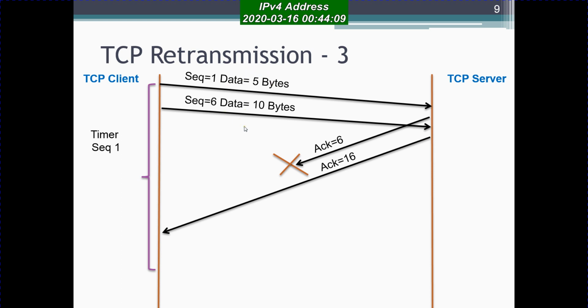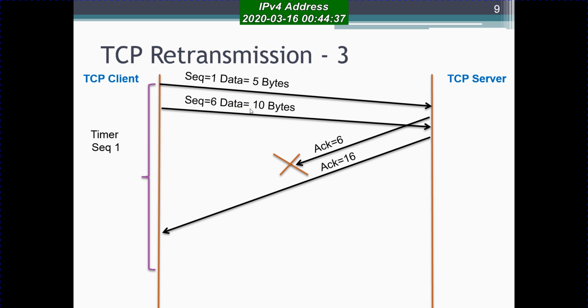Again, this is related to cumulative acknowledgement. So if I receive acknowledgement 16, what I understand from this is that TCP segments up to byte 15 have been received, starting from 1, 2, 3, 4, 5, 6, 7, 8, 9 until 15, even though the client did not receive acknowledgement 6, which is the specific acknowledgement to the first TCP segment. So these are 3 cases of TCP retransmission.